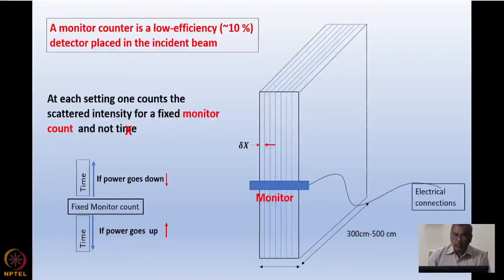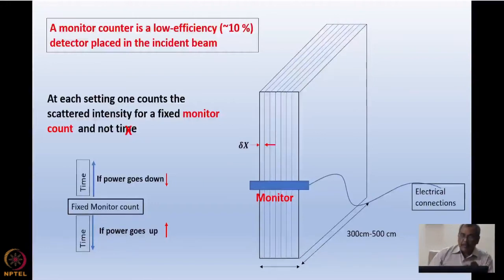Now, what I do here is I don't count for time, but I count for a fixed monitor count. How does it help? I have just shown you in a simple diagram. If I am counting neutrons for a fixed monitor count, suppose the reactor power goes down. When the reactor power goes down, fewer neutrons are coming from the source, from my reactor, so it will take longer. Let's say I have fixed it at 30,000 counts. So 30,000 counts will take longer time. Again, if the reactor power goes up, then the same 30,000 counts will take shorter time. So the monitor adjusts with respect to the reactor power. And at every point, I am counting for 30,000 monitor counts. So I have beaten the fact that the reactor power can fluctuate.